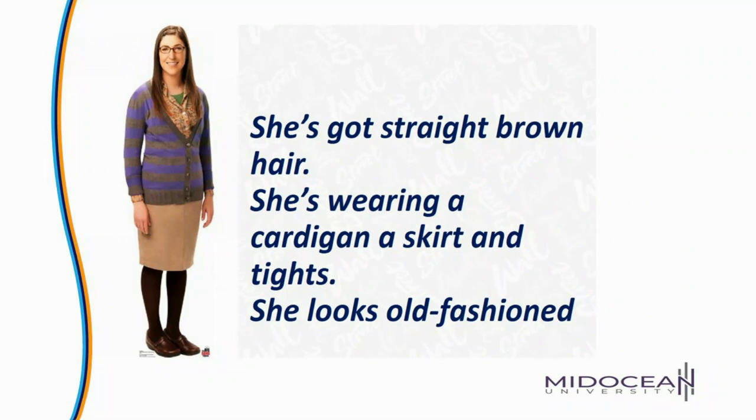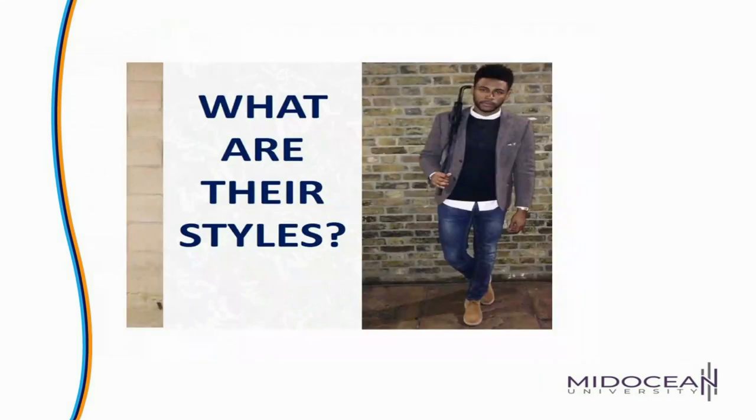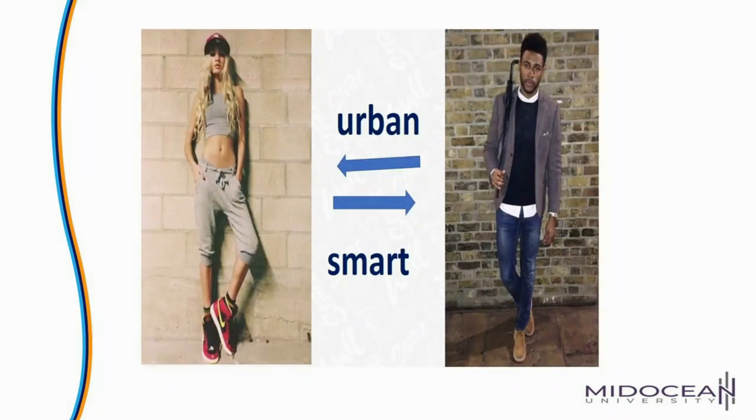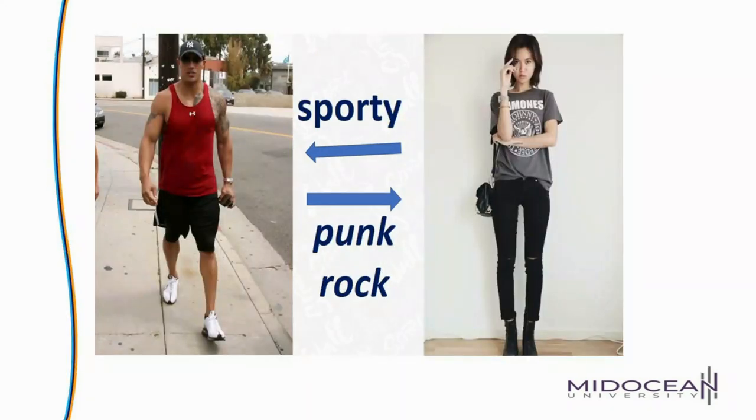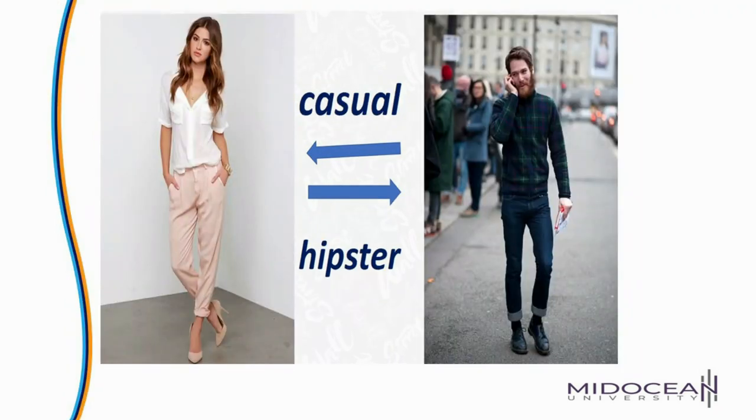Now this woman has got straight brown hair. She's wearing a cardigan, a skirt, and tights. So she looks old-fashioned. Here you have examples of styles like urban, smart style, sporty style, or punk rock style. Also, we have casual and hipster styles.